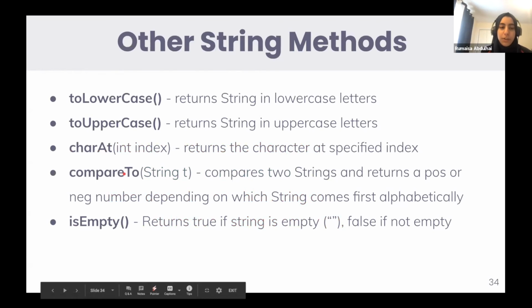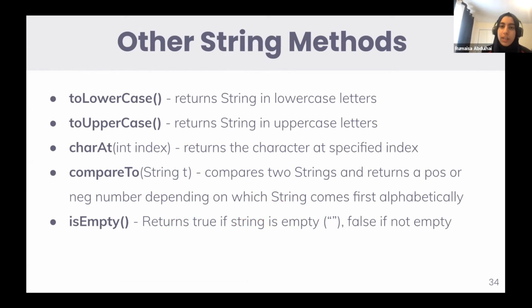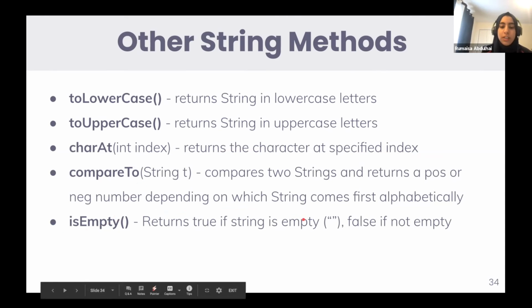So these are some other string methods that are very useful. We won't go into examples, but if you want to look at examples later on, they're still in the slides. So there are different methods like toLowerCase, toUpperCase. So if you pass in a string, then it will turn all the letters into lowercase, or it will turn all the letters into uppercase. charAt will return the character at the specific index. And then there is compareTo, and there's isEmpty, which checks if the string is empty. So these are some other methods that you can look at later on, and they're very useful.